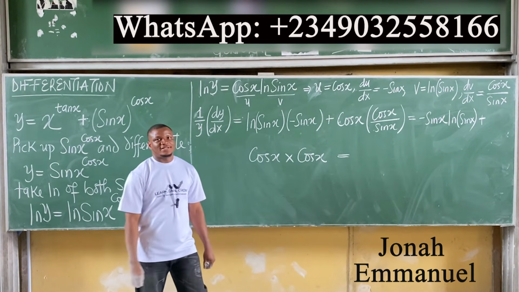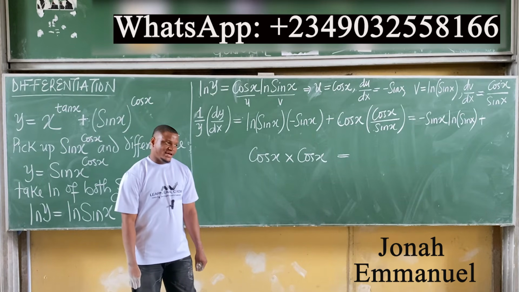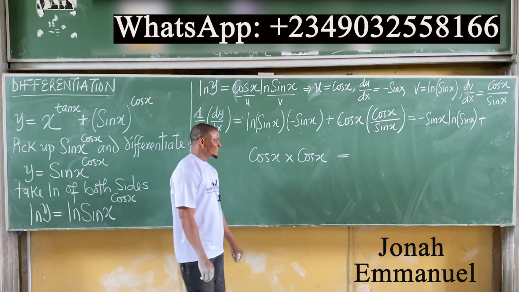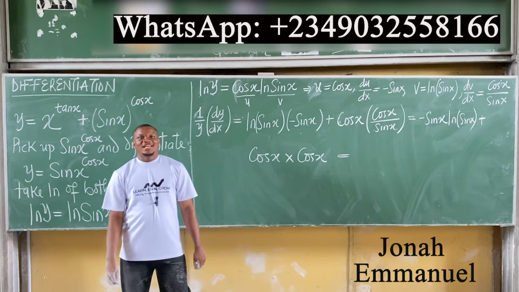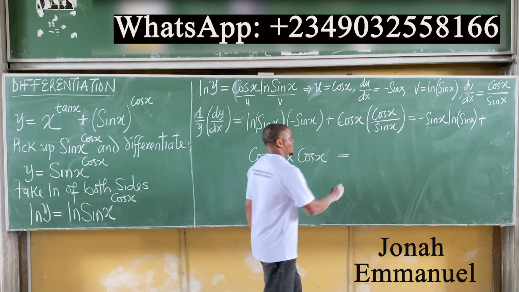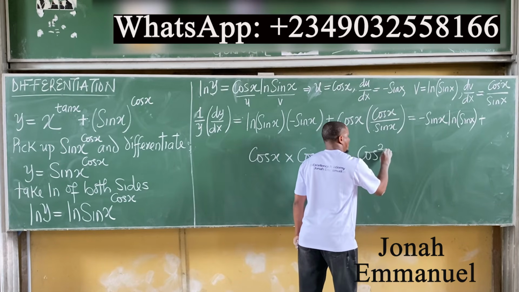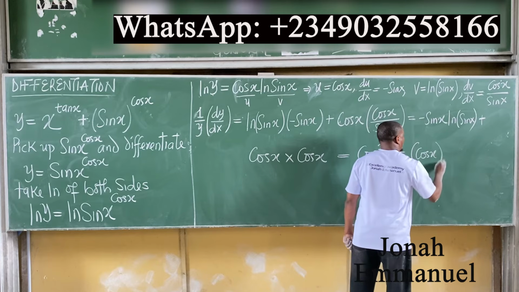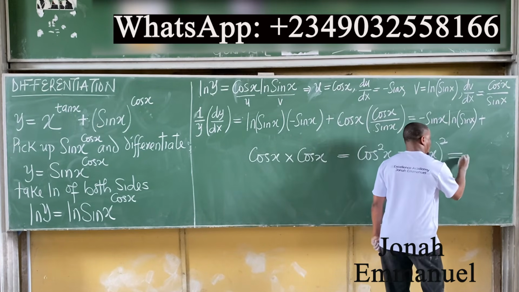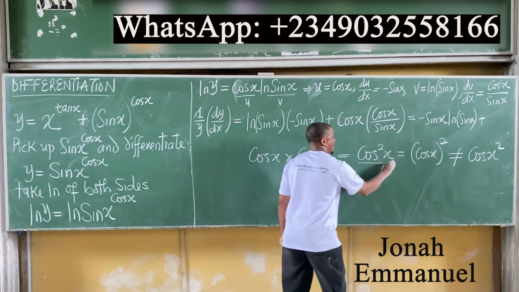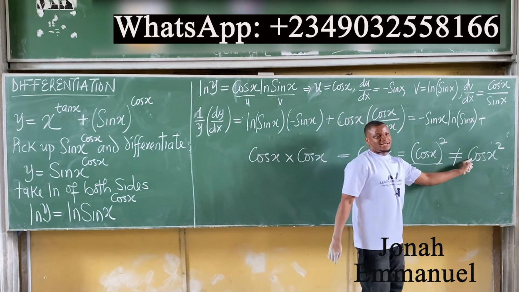Cos x times cos x is what? Cos squared x. If I say cos x all squared, is it correct? This is equal to cos squared x, and this is also equal to, in brackets, cos x all squared. But it is not equal to cos x squared. Please take note. This one and this are the same thing, but it's not the same thing as this.